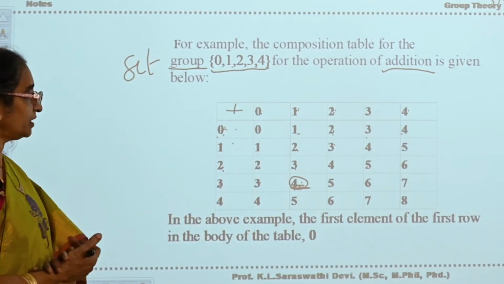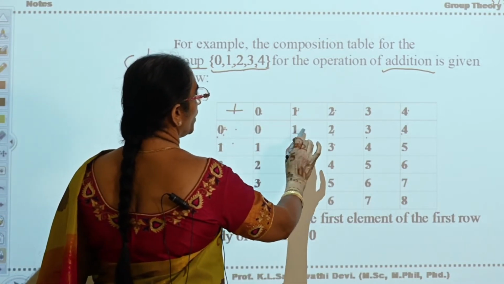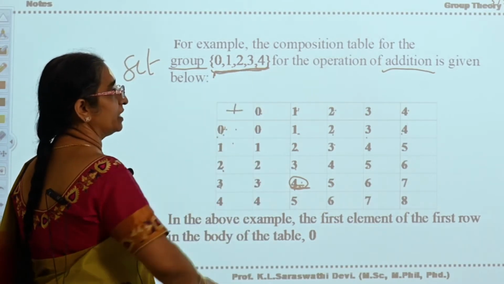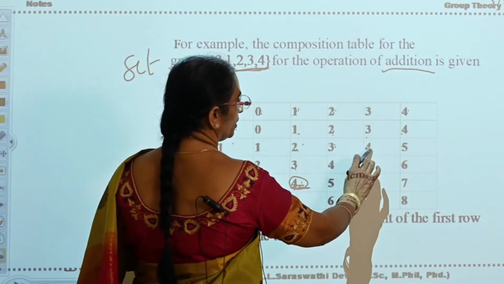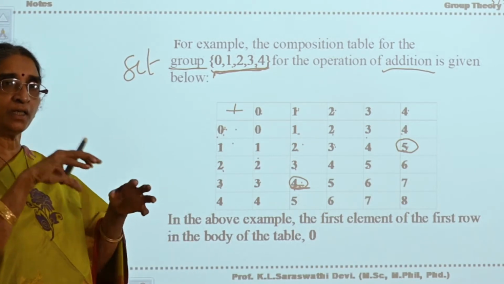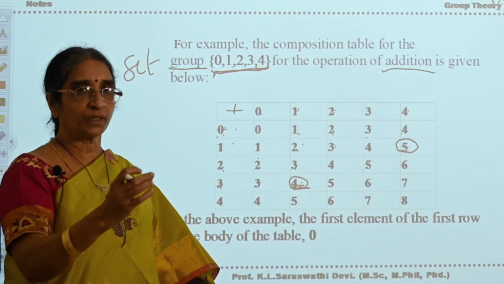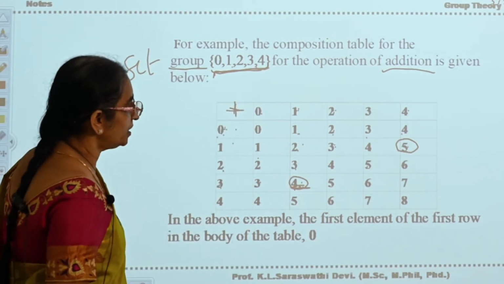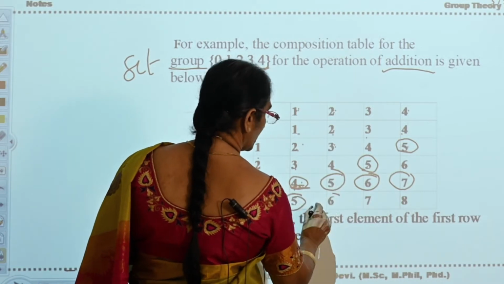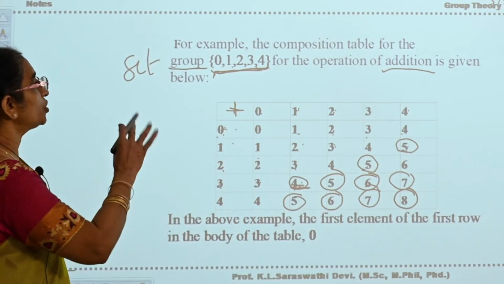Now if you observe the table, here there are some entries. See, in the first row, 0, 1, 2, 3, 4, all are the elements of the given set. First column, 0, 1, 2, 3, 4, all are the elements of the set. Now if you observe the second row, 1, 2, 3, 4, 5. 5 is not in the set. So if all the entries in the table are in the set, then you will say that the set satisfies the closure property with respect to this operation. Because here you are able to find 5, 7, 6, 5, 5, 6, 7, 8. These are the entries of the table which do not belong to the set. Therefore, here the closure property is not satisfied.